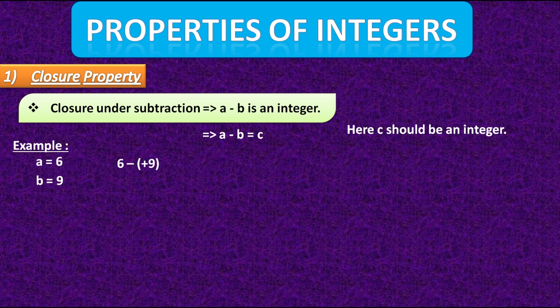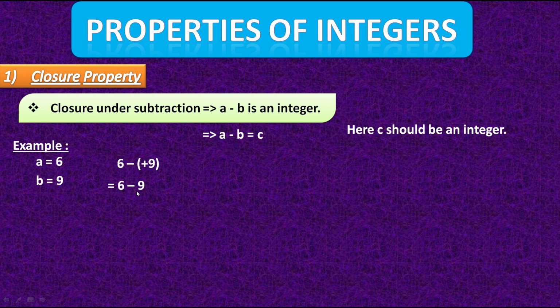Now the rule of subtraction says that whenever we have a minus sign in between the two digits, we have to change the sign of the next digit. So here we have plus 9, so we have to make it minus 9 by removing this minus sign. So this will become 6 minus 9. Now both of the numbers have different signs. 6 has a plus sign and 9 has a minus sign. So we have to subtract.